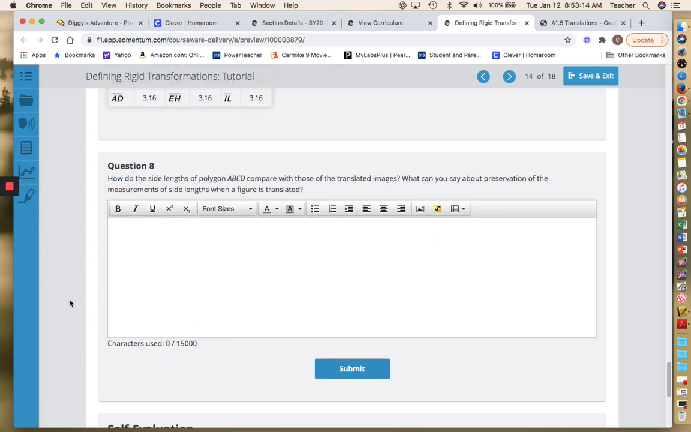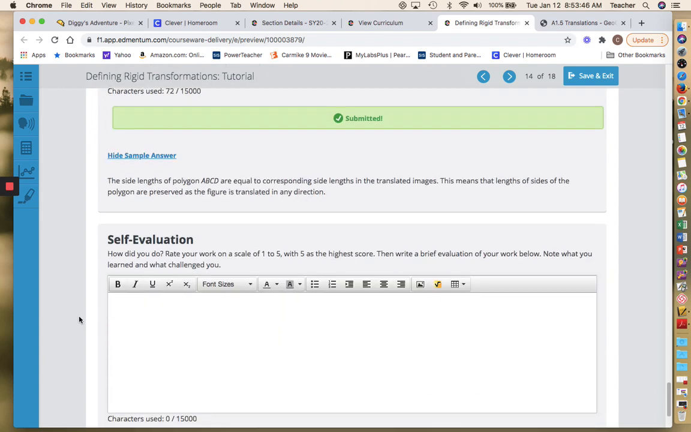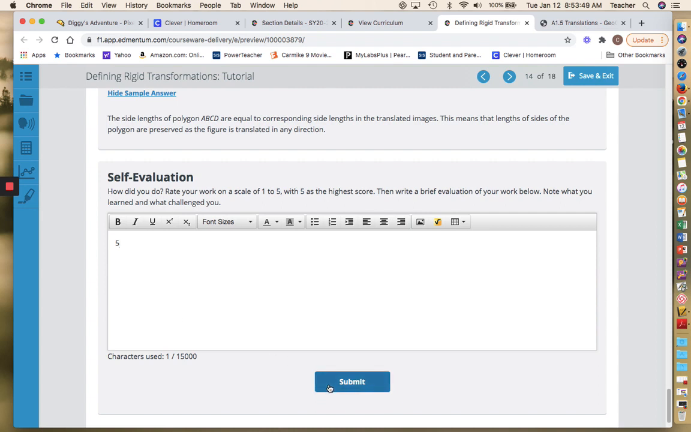Question 8. How do the side lengths of the polygon ABCD compare to those of the translated image? They are the same. What can you say about preservation of measurements of side lengths when the figure is translated? The lengths of the sides did not change and will not change under a translation. Only on a dilation does that happen. Can't say it enough. There we go.